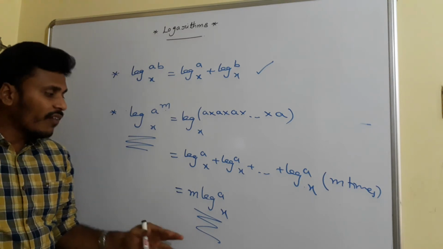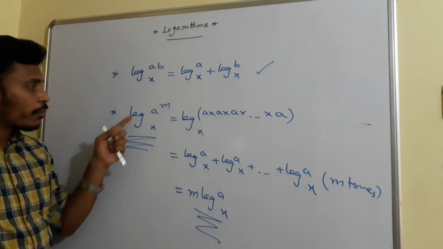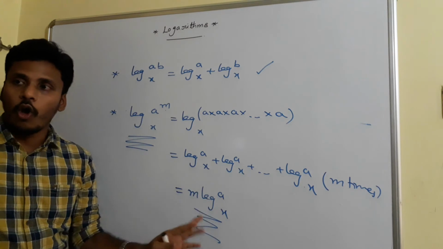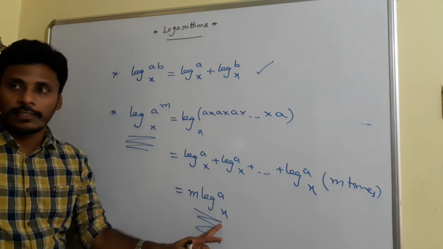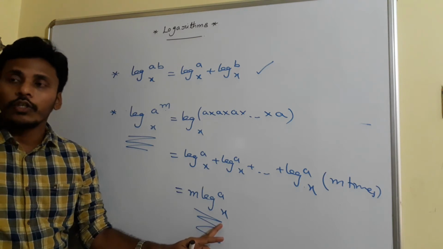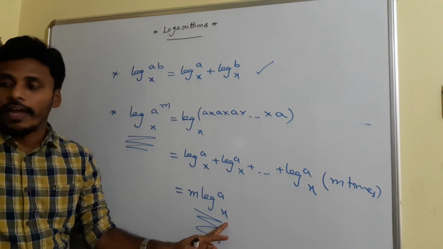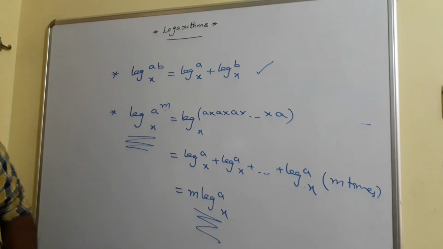Is it clear? I will give you a few examples. Logarithm of a power m base x is equal to m log a base x, and further simplification is dependent on the base x. If it is numerical, you need to simplify further depending on the value of base x. I will give you a few examples related to this.